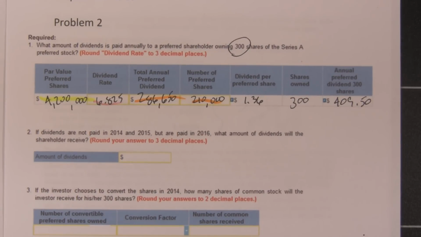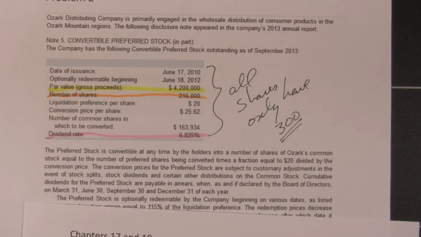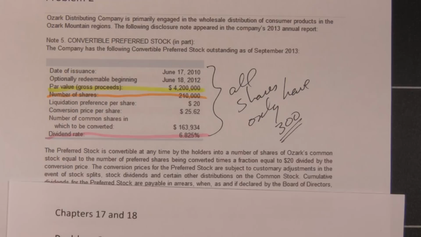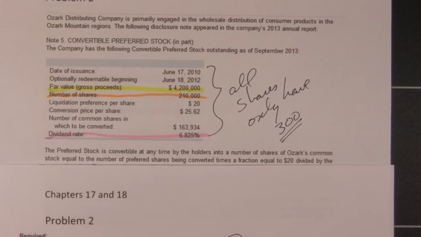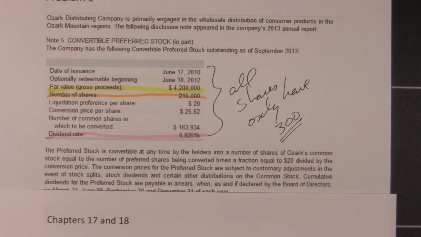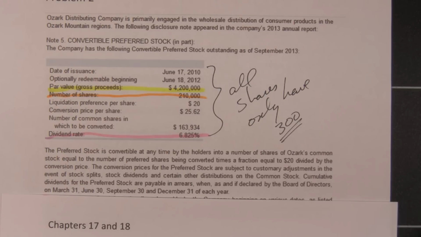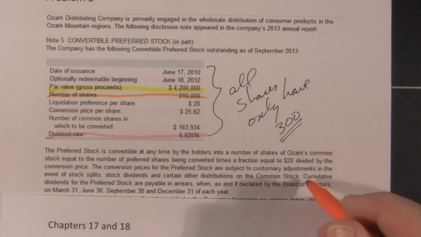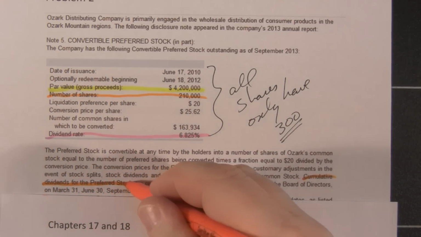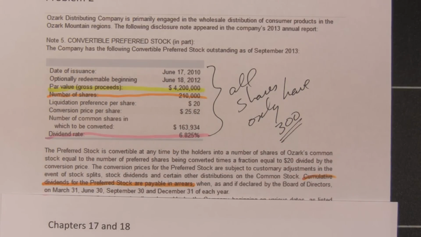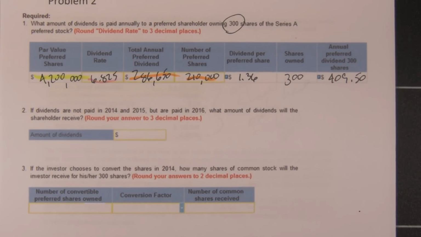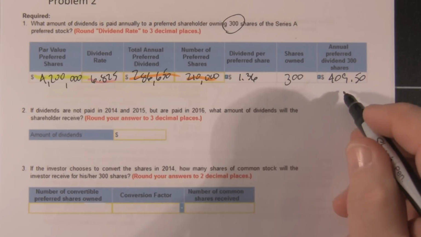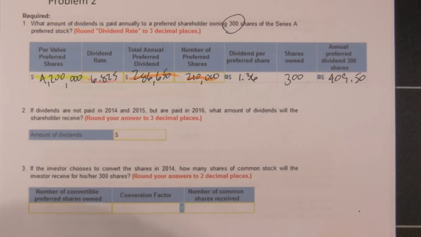And we're told that if these shares have the cumulative right, okay, and I believe we are told that we do have the cumulative right. Preferred stocks, right here it tells us cumulative dividends for the preferred stock are payable in arrears. In other words, yes, this company does have preferred cumulative stock. So every year they pay a dividend of $409.50 to this person. Okay?